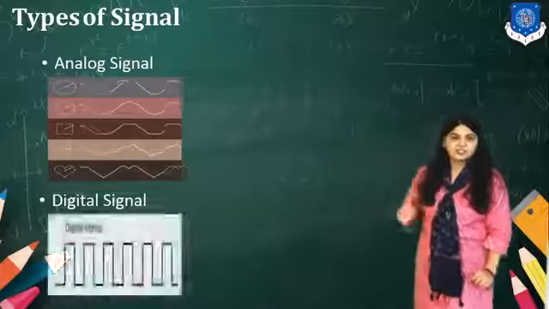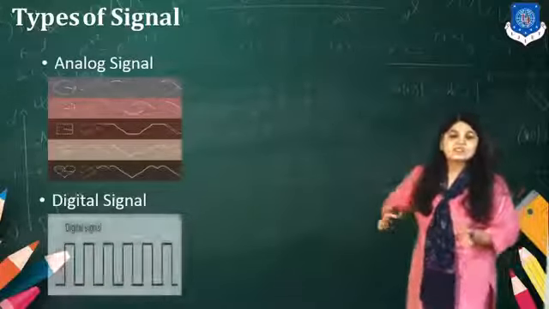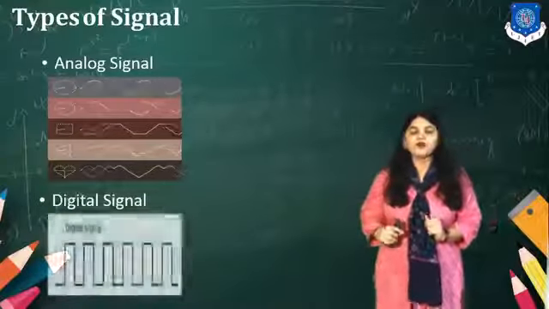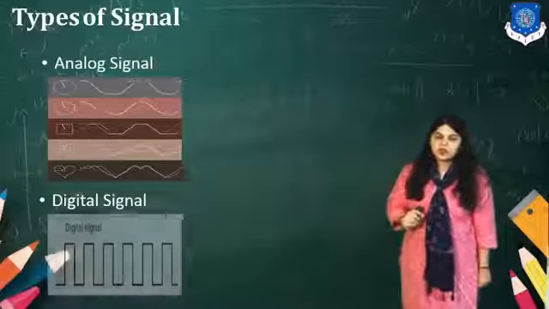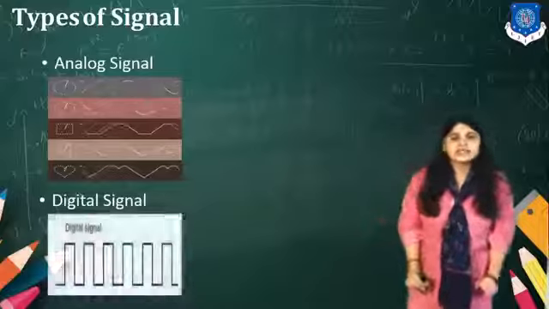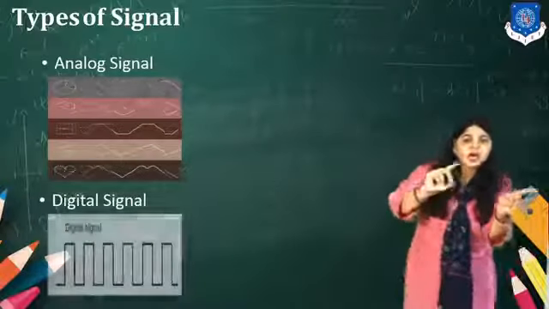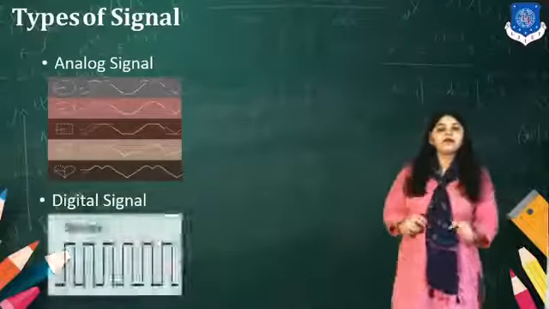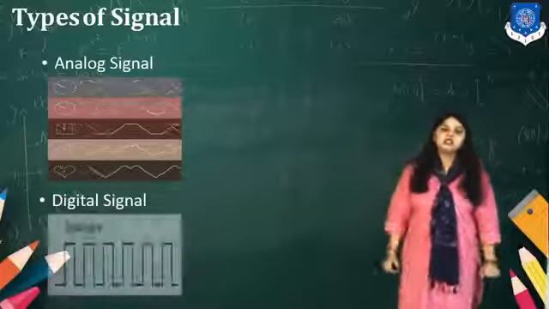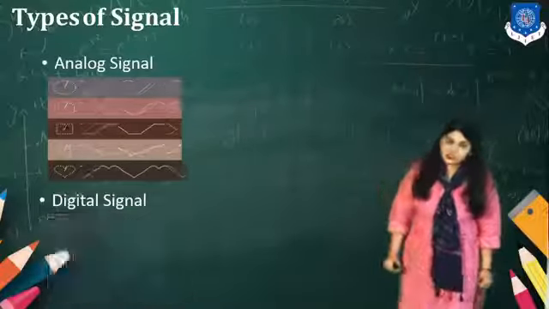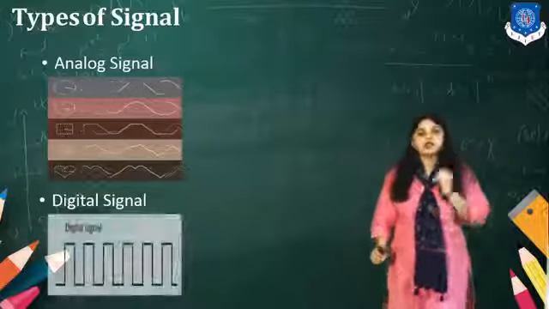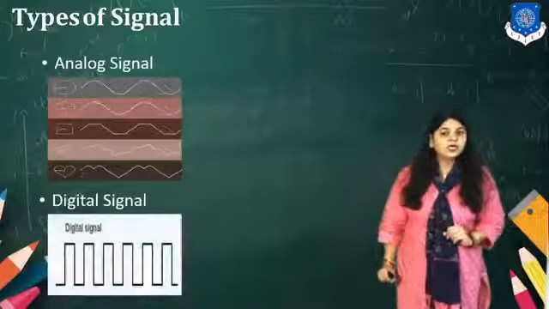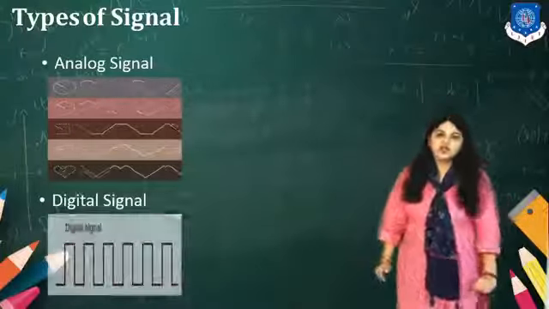Digital signal: the digital signal is a discrete kind of signal. A discrete signal may appear in the form of ones and zeros. So what is the procedure required to convert an analog signal into digital? An analog signal can be converted into digital by means of analog to digital conversion. We have to learn about the pulse code modulation technique, which will convert the analog signal into the digital signal.